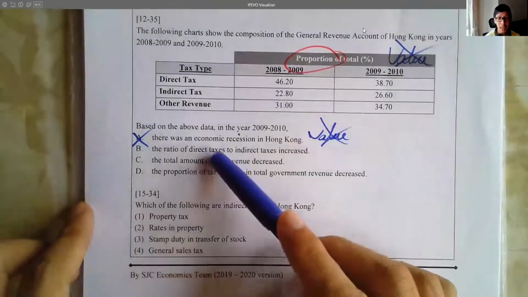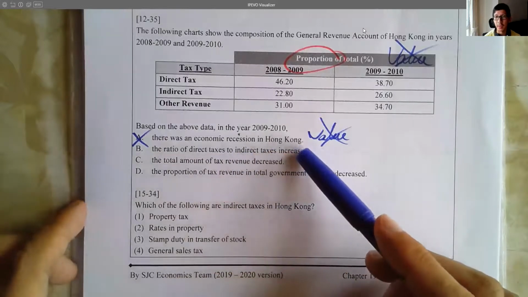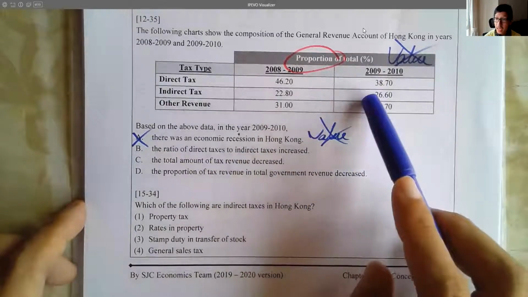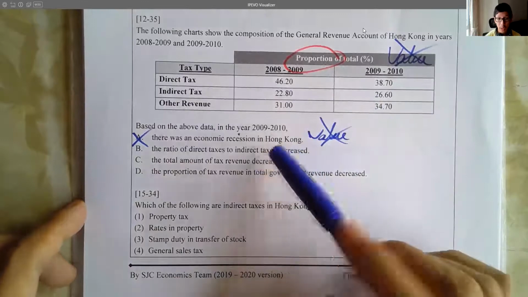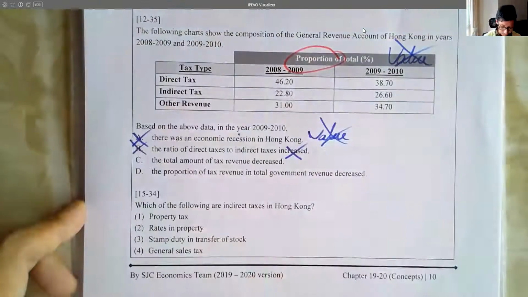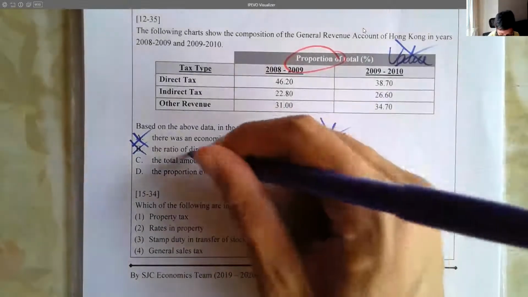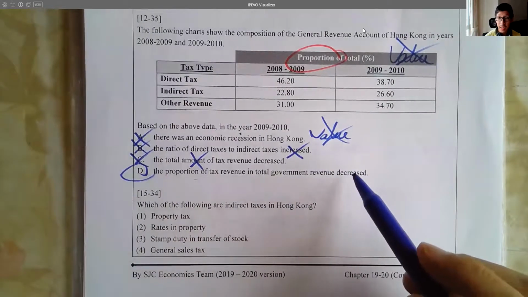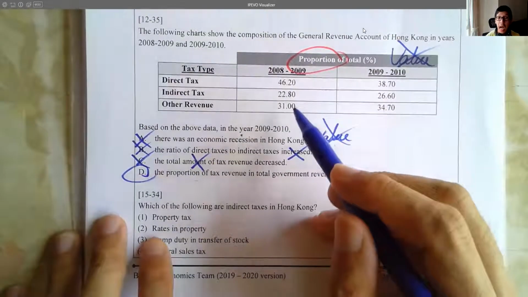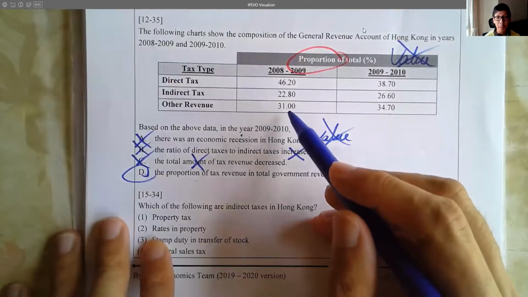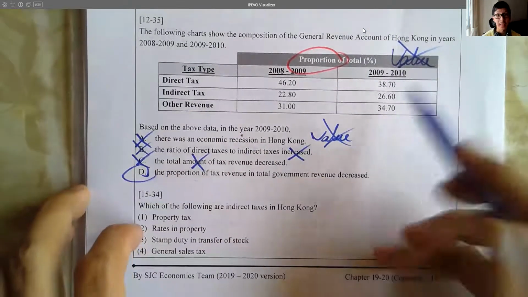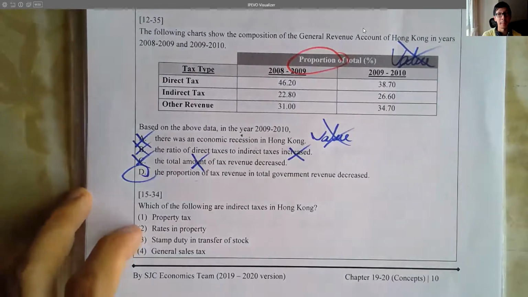Next, the ratio of direct tax to indirect tax increased. So let's see whether direct tax went up. Direct tax actually dropped. Indirect tax actually increased. So the ratio should have decreased. The total amount, no need to ask, the amount you don't know. Answer D: proportion of tax revenue decreased, right? Because you see, other revenue increased from 31% to 34%, meaning direct tax and indirect tax in proportion have dropped by 3.7%, I think. So D is the answer.